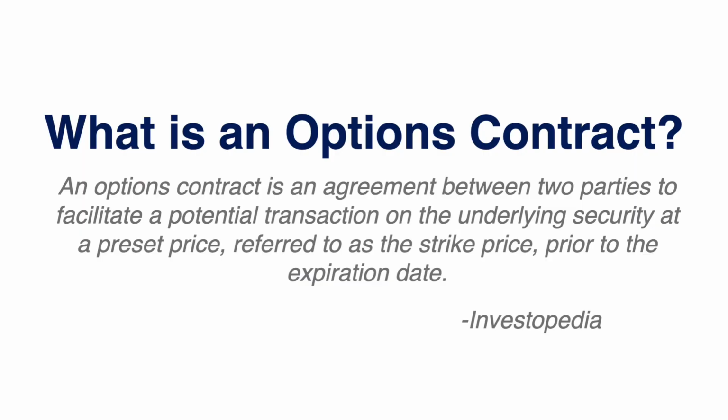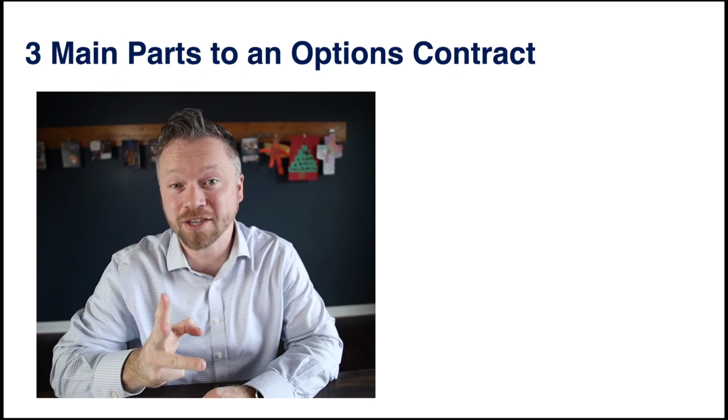Let's start here. What is an option contract? Technically, it's a financial contract that allows you to either buy or sell something at a stated price sometime between now and a date in the future. There's three main parts to these financial contracts.